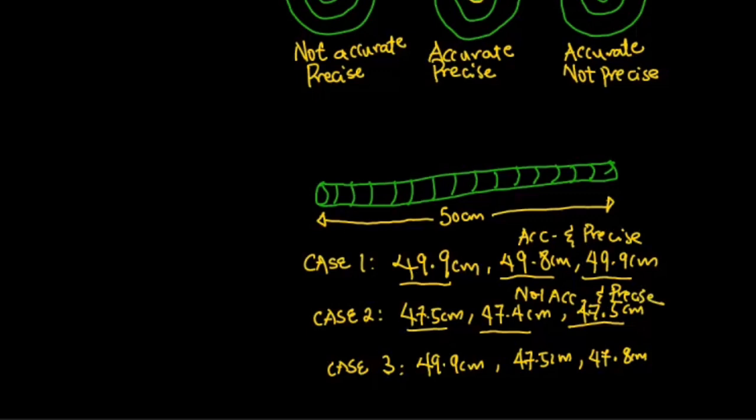Then if you look at case 3, we have 49.9, we have 47.5, and we have 47.8. Among the 3 of them, 1 is closer to 50, which makes it accurate, but they are all far from each other. 49.9 is far from 47.5. So in this case, this is accurate because one of the values is close to 50, but it is not precise. So I hope you understand the difference between accuracy and precision.